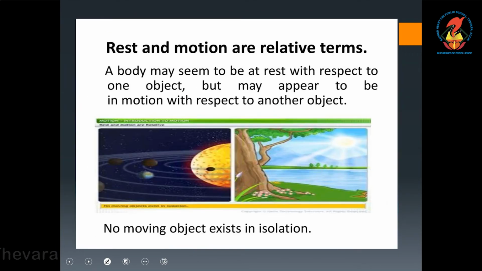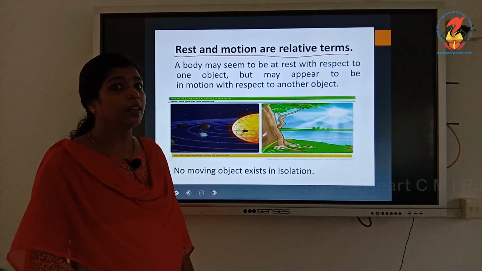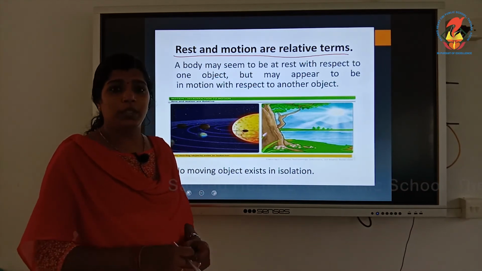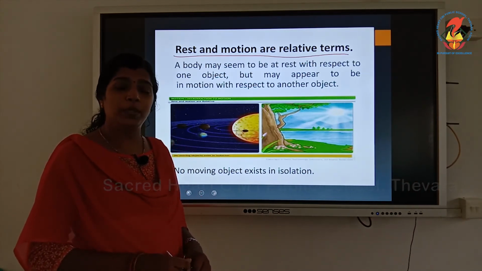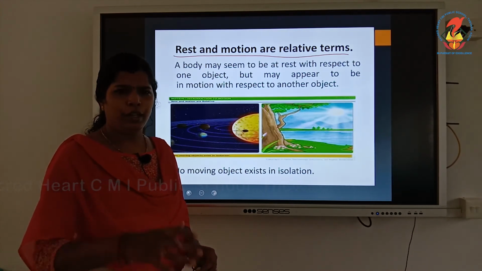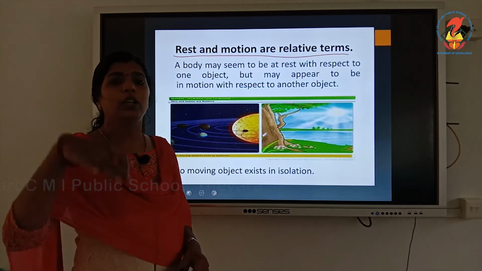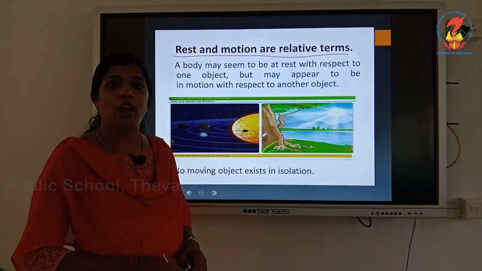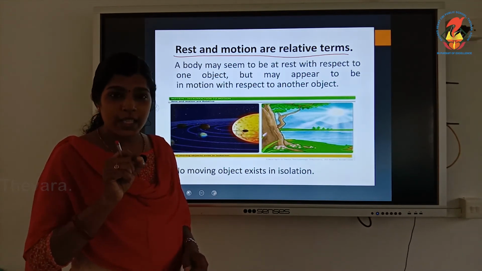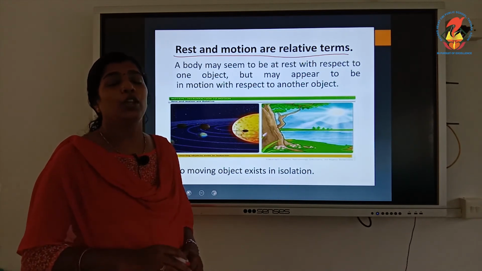Now, the important point: motion and rest are relative terms. Motion and rest are relative terms. Means we can't say absolutely whether an object is in motion or at rest. Definitely that object is at rest or that object is in motion, that we can't say.